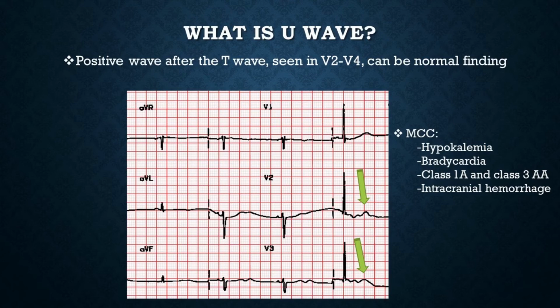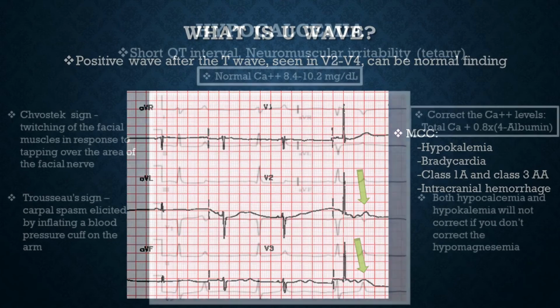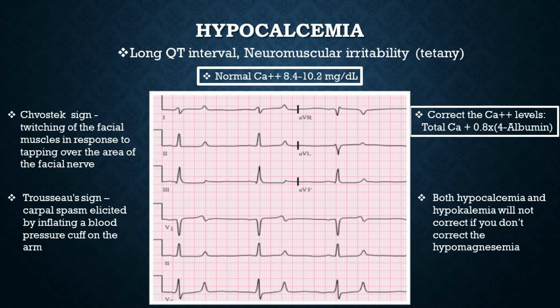Negative U waves during exercise testing have been reported to correlate with significant stenosis of the left main or left anterior descending coronary artery. Moving on to hypocalcemia. Hypocalcemia presents on EKG with long QT interval. When you see calcium levels less than 8.4 mg per deciliter, you must always correct them with the formula you're seeing in the white box. If the corrected value is in the normal calcium reference range, then the reason for the hypocalcemia is hypoalbuminemia.